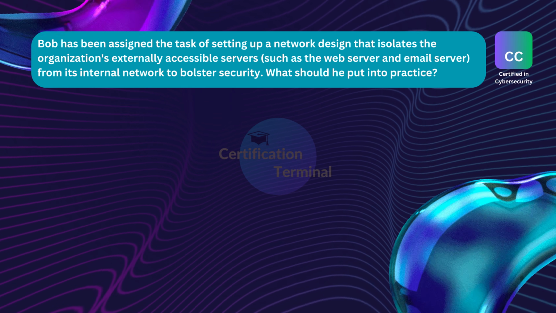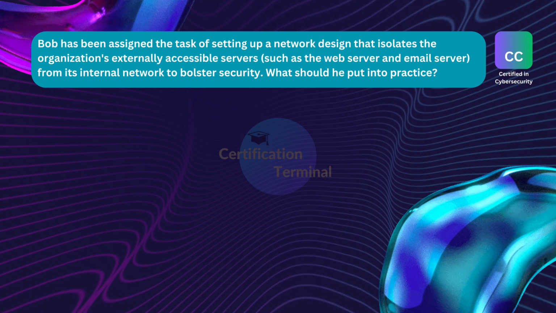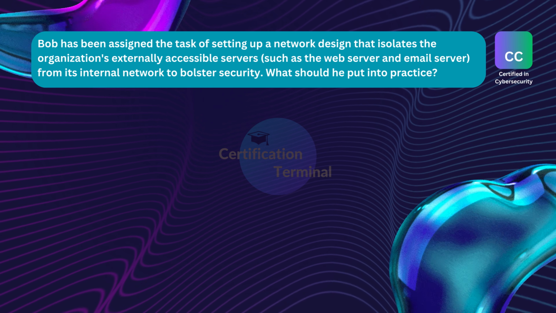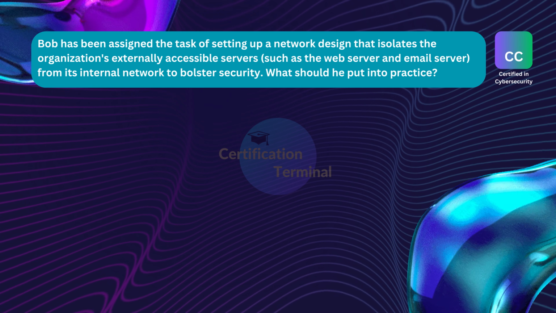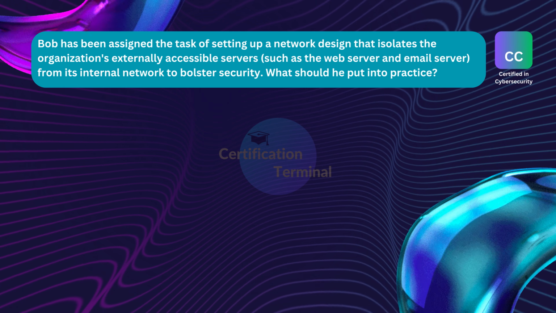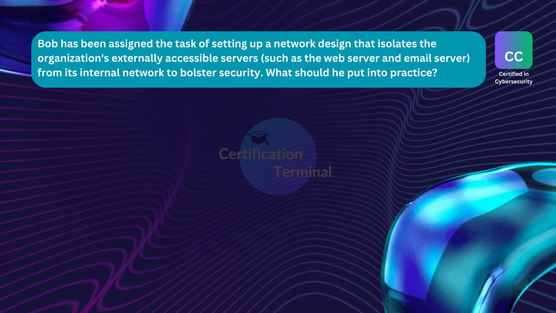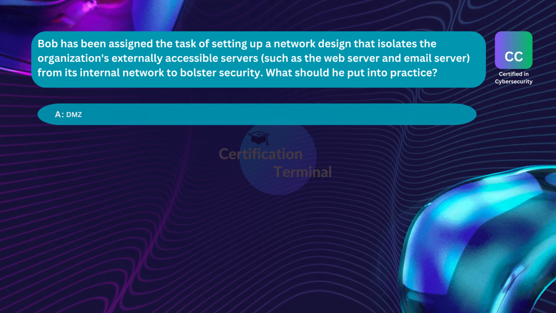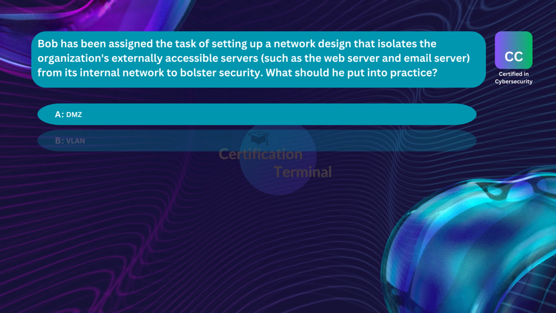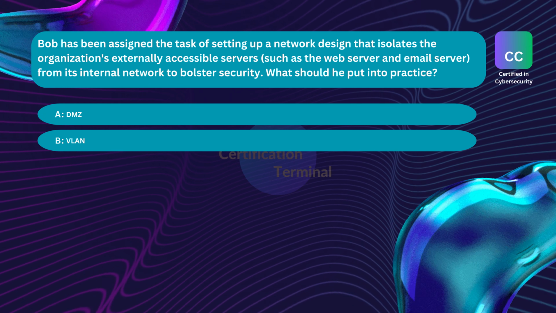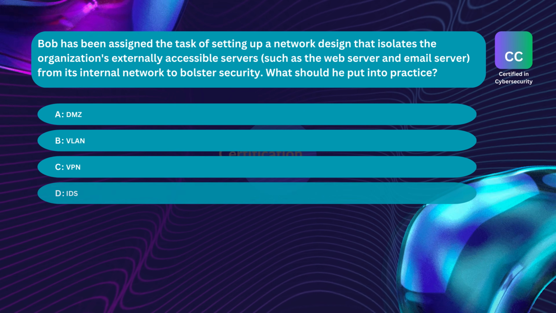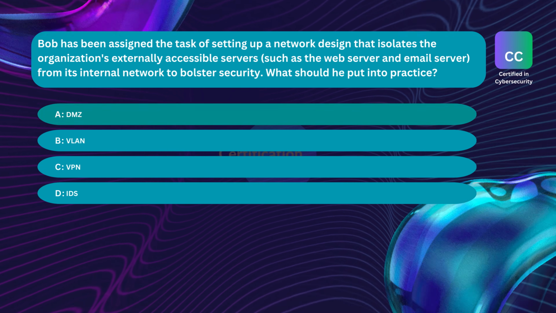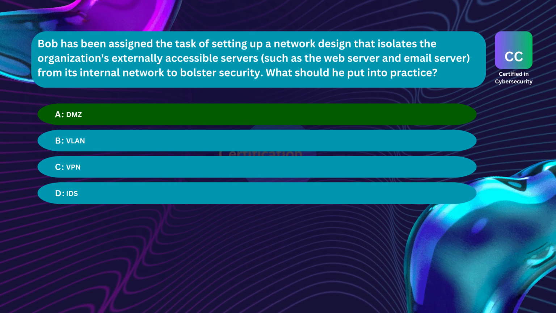Question number 15. Bob has been assigned the task of setting up a network design that isolates the organization's externally accessible servers, such as the web server and email server, from its internal network to bolster security. What should he put into practice? Option A, DMZ. Option B, VLAN. Option C, VPN. Option D, IDS.